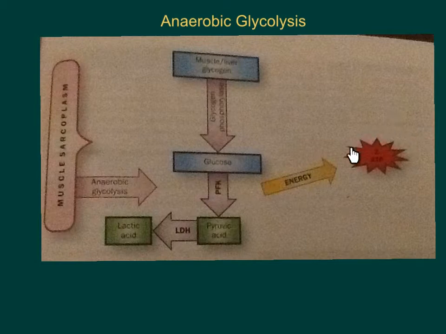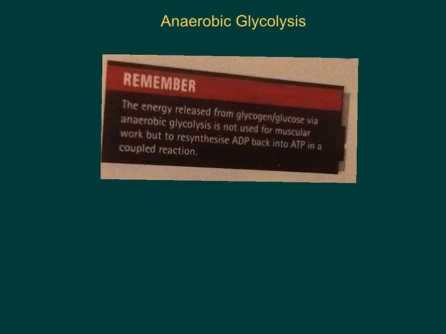And as you can see here, in anaerobic glycolysis, the opposite to the ATP-PC system, which only produces 1 mole of ATP, 2 molecules of ATP can be produced per 1 mole of glucose. And remember, just like the ATP-PC system, where 1 mole of ATP can be produced from 1 molecule of phosphocreatine, the energy that's released from anaerobic glycolysis in the lactic acid system is not used for muscular work, but the energy that's produced is used to resynthesize ADP back into ATP via a coupled reaction.